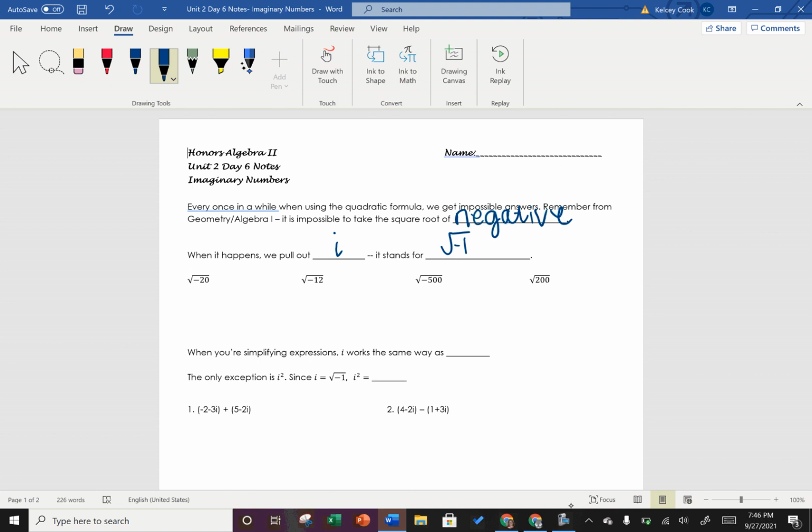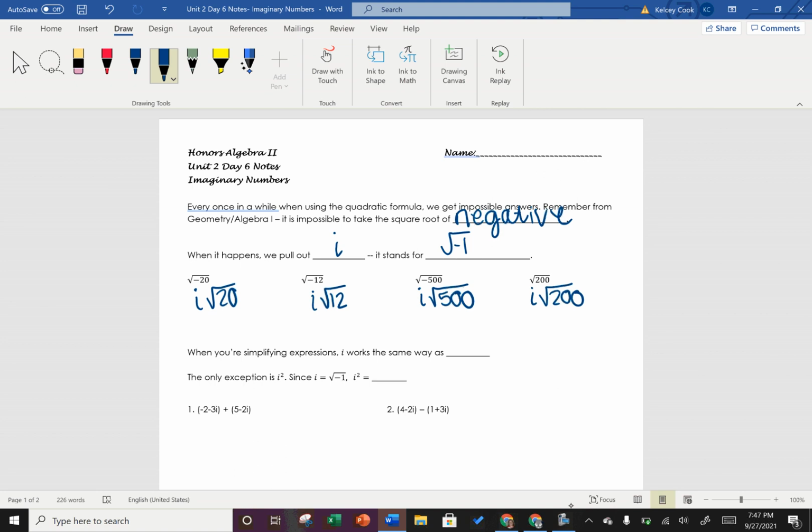i stands for the square root of -1. So in here, if we pull out an i, we have i square root of 20, i square root of 12, i square root of 500, i square root of 200. So that's what you guys know so far.